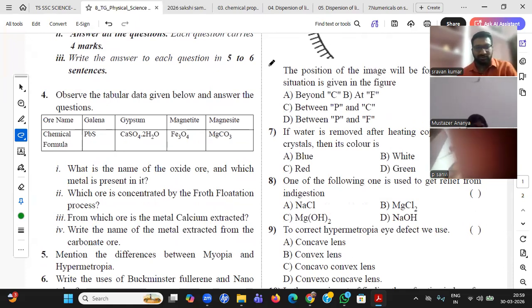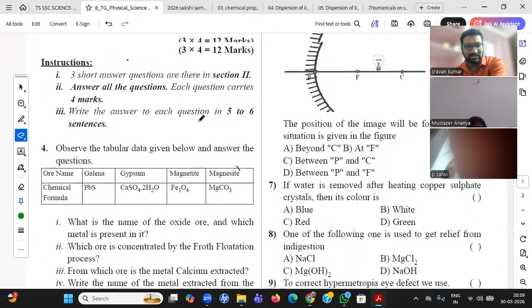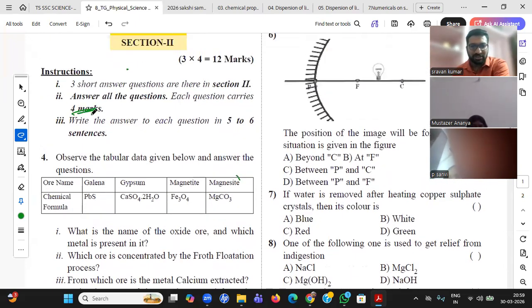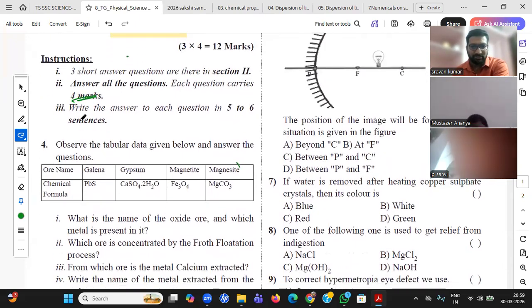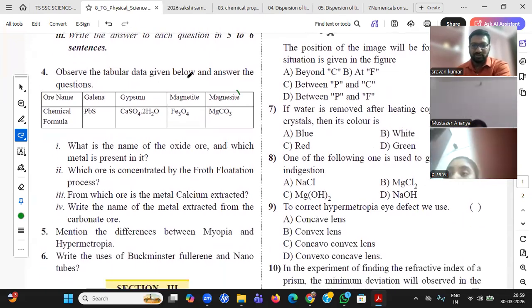How many marks is this question? First of all, let me see. 4 marks. Students, 4 mark questions. It's something like a laddu type question. By looking only, we can give the answers. You will not have such type of questions in CBSE even in class 7th. They will not give such easy questions even in class 7.